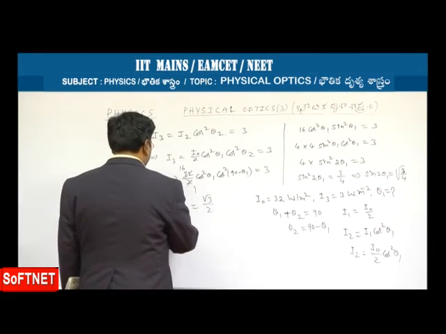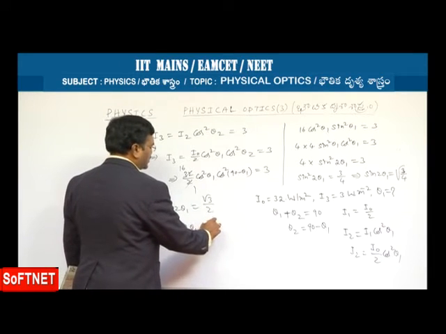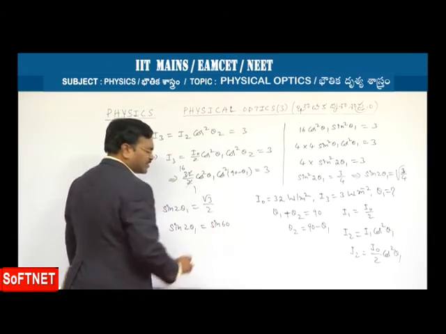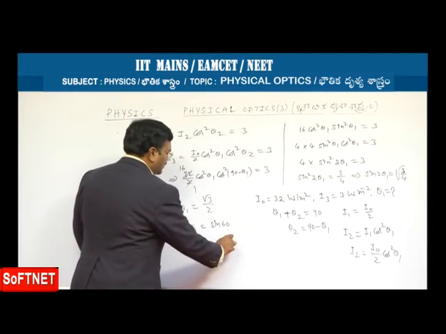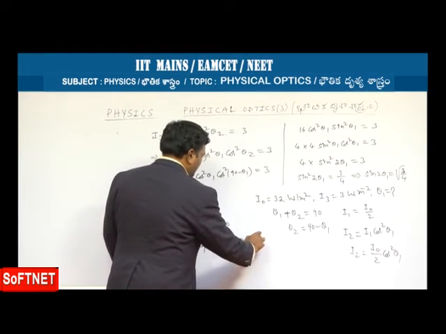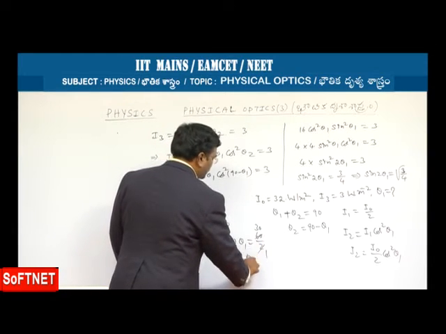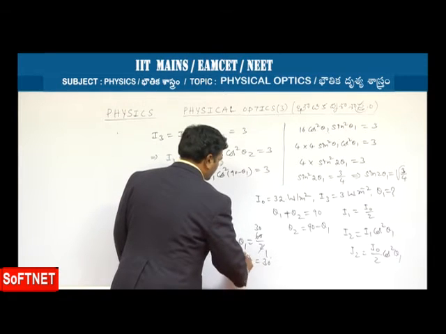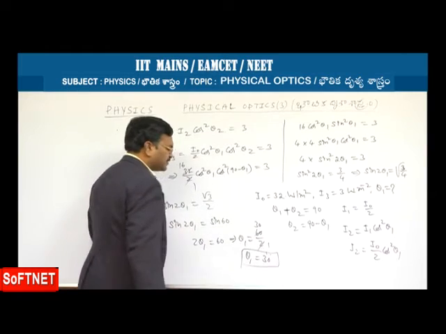Sin 2 theta 1 is equal to sin 60 degrees. From this, 2 theta 1 is equal to 60 degrees. From this, theta 1 is equal to 60 by 2, which is 30 degrees. Here, is it clear?